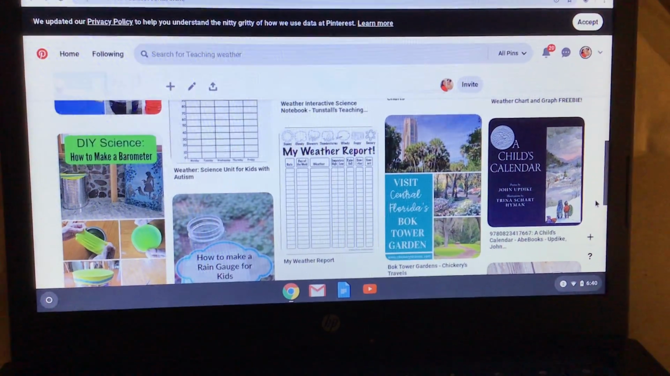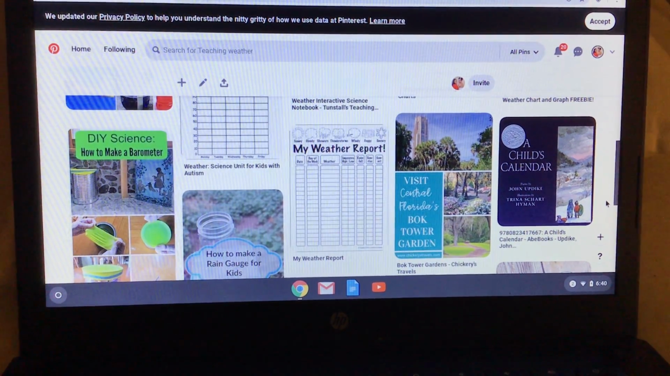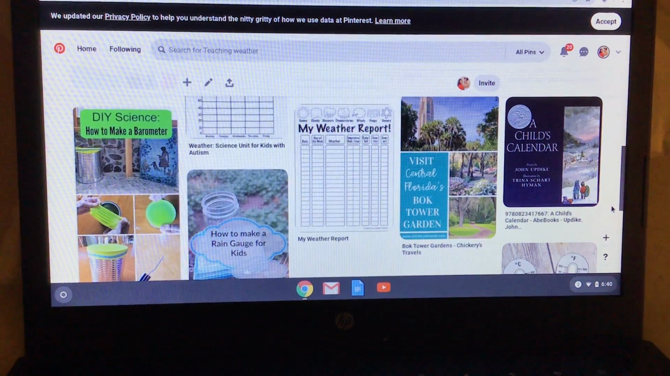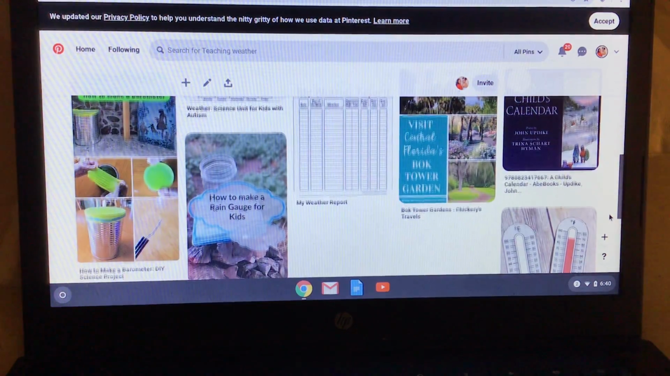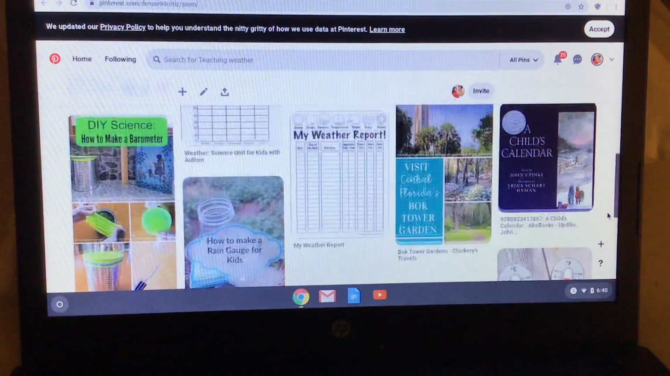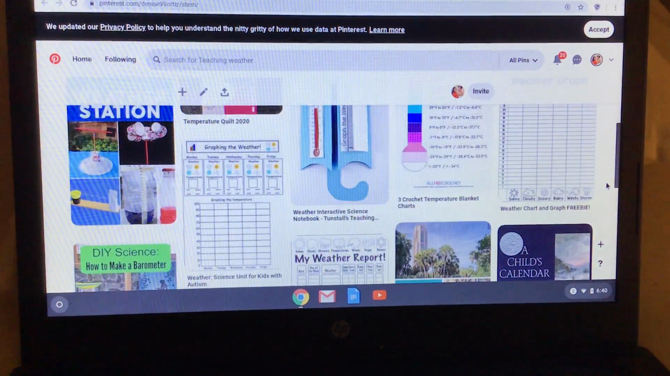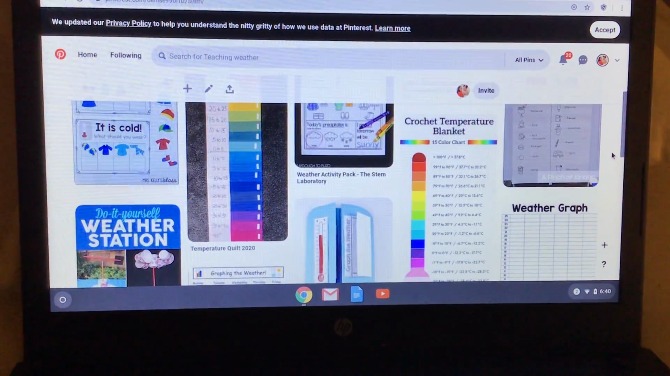We have a child's calendar because that's one of the books we read during our lessons, and how to make a barometer, and just a couple worksheets. And that's it for our lesson.